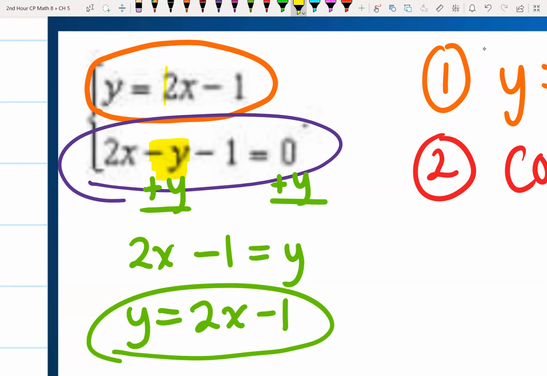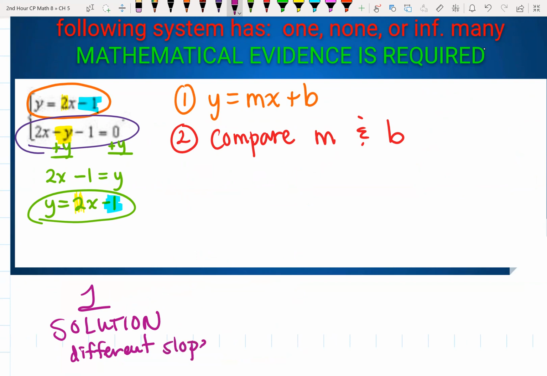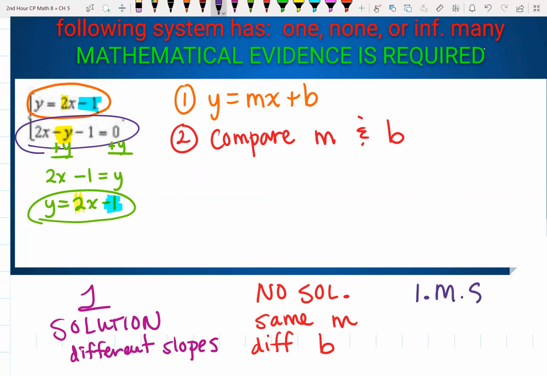As you look closely, they have the exact same slope and the exact same y-intercept. So we have 3 choices to choose from to figure out how many solutions this system has. There's one solution if they have different slopes, or different m values. There's no solution if they have the same slope but different y-intercepts. And finally, there's infinitely many solutions if they're the exact same equation.